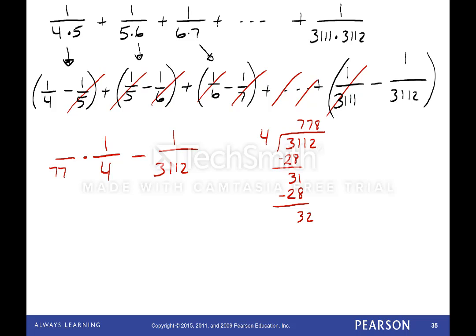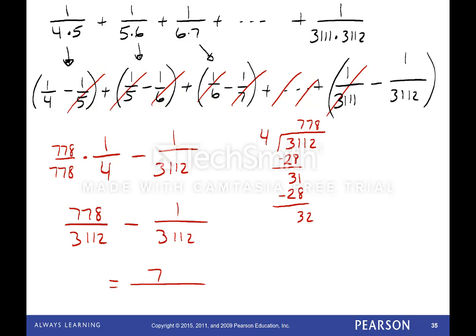Perfect. Okay, so that means if I multiply the 4 by 778 on top and bottom, that will give me a common denominator of 3,112. And on top, 778 times 1 is 778. As I put this together, 778 minus 1 is 777 over 3,112.